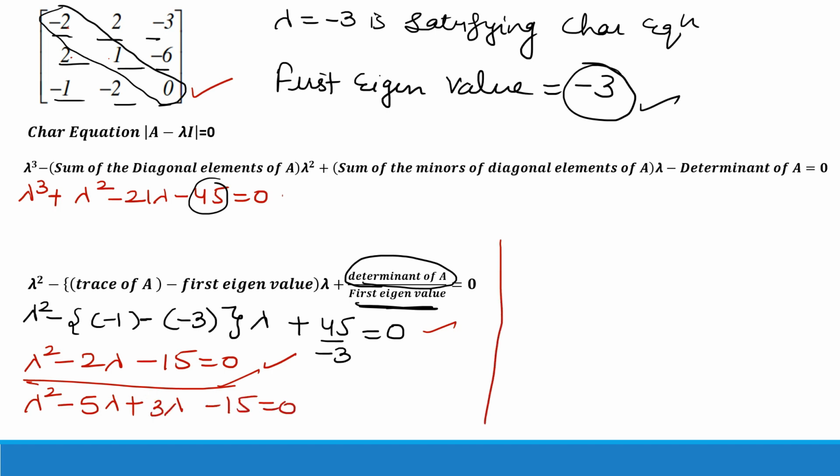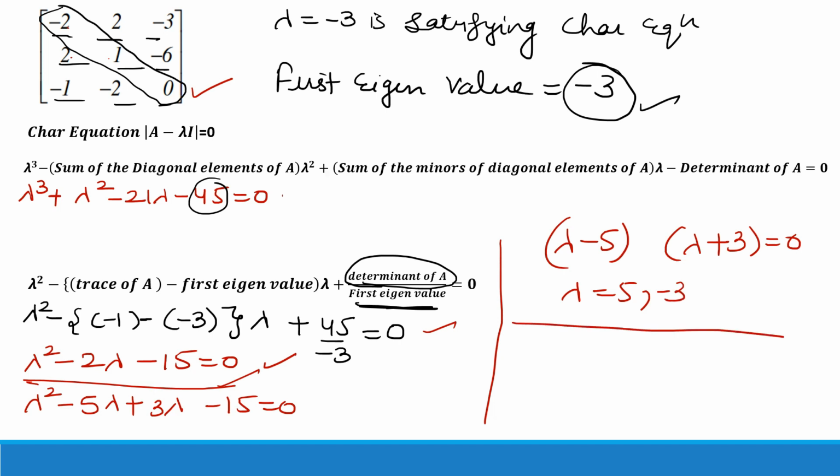So if you factorize, what will you get? Lambda minus 5 and lambda plus 3 equal to 0, right? So what are the roots? This will be equal to 5 and minus 3. So what are the eigenvalues? The eigenvalues are 5, minus 3 and minus 3, right?